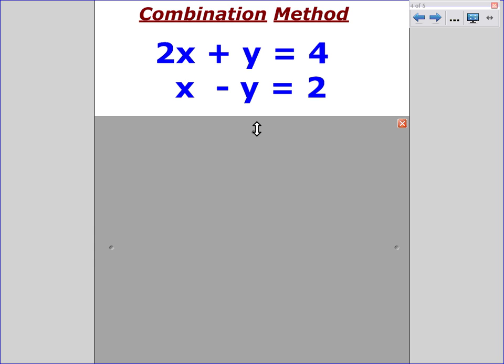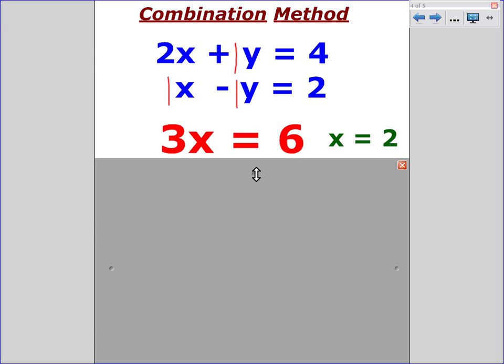Plus y, minus y. Remember what I can simply do: I can take the number 1 and put it in front of any letter, just like this. So now when I'm doing my math, I'm going to take my first equation, combine it through addition with my second equation, and as a result, I get 2x + 1x, which makes 3x. Then a plus 1 and a minus 1 combine together to make 0. And then 4 plus 2 combine together to make 6.